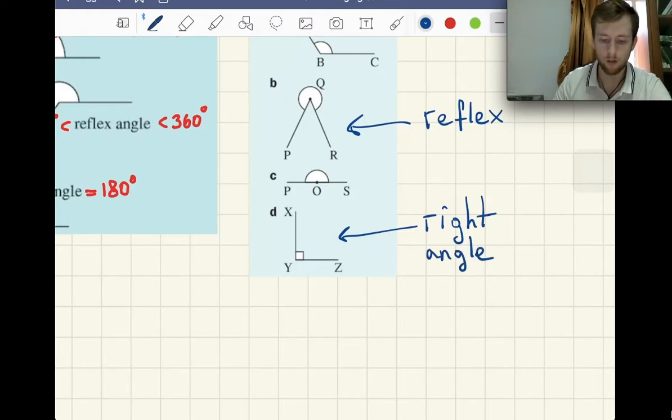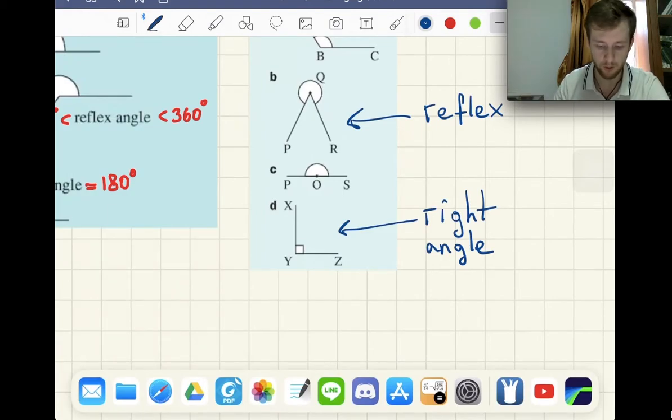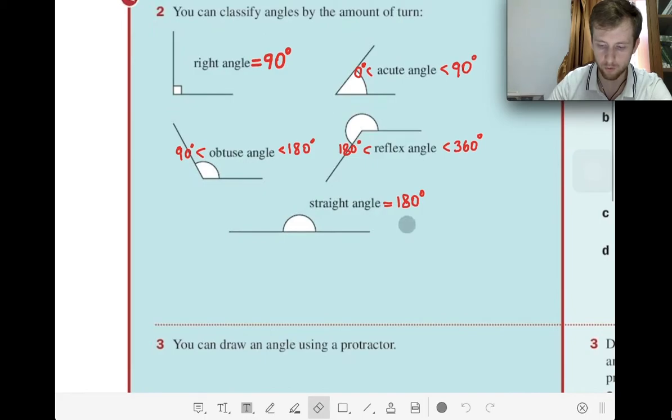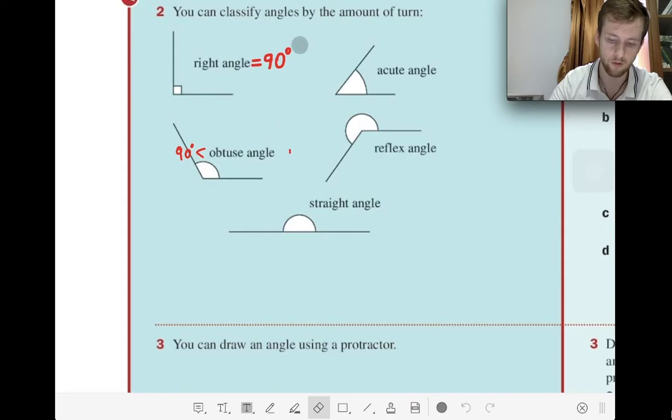Okay, that's about it when it comes to classification of angles. Let's get to the new topic. I think I'm gonna erase it here because we have it there. So I'm gonna keep my book clean.